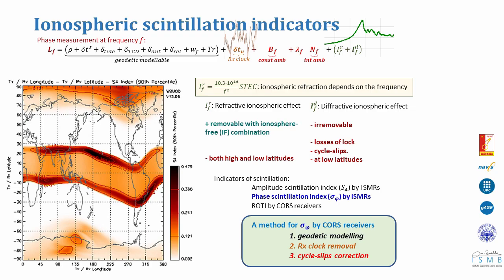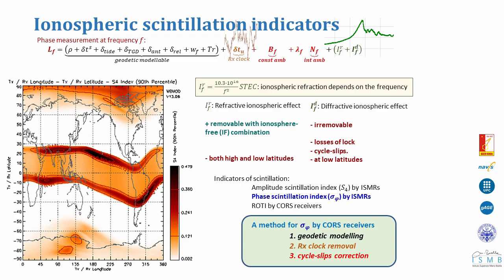So we need some indicators to monitor this phenomenon in real time. Currently, the amplitude scintillation index S4 and the phase scintillation index sigma phi are provided by a special type of receiver, ISMR. ISMR has a highly stable clock to draw out the fluctuation of the ionospheric effect. These special receivers are not so common. Meanwhile, conventional receivers from a CORS network, a continuously operating reference station network, such as IGS Network, are widely distributed over the world.